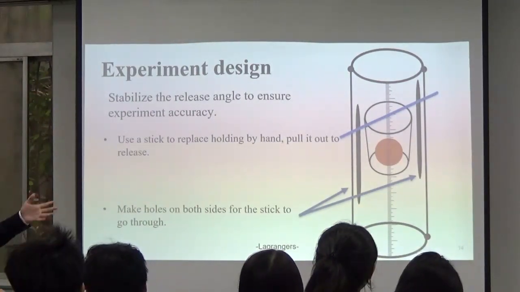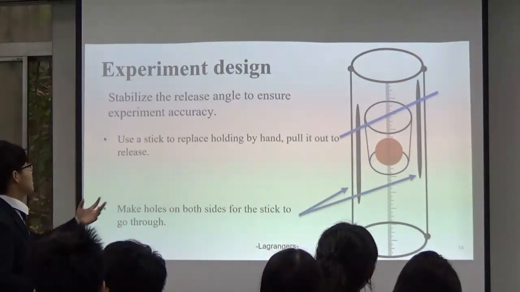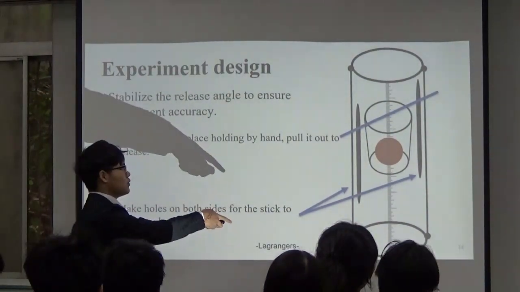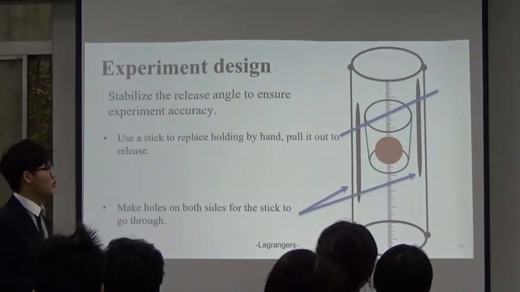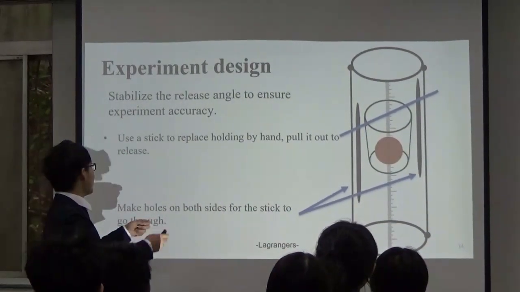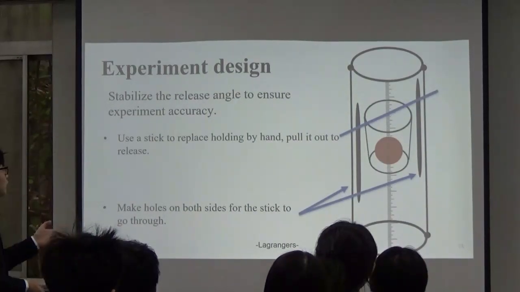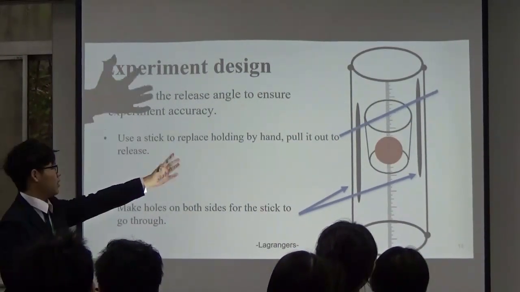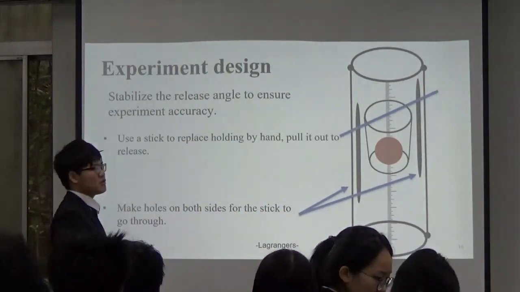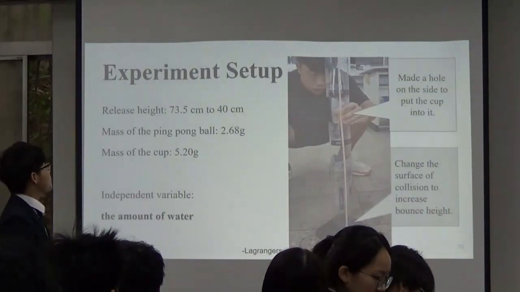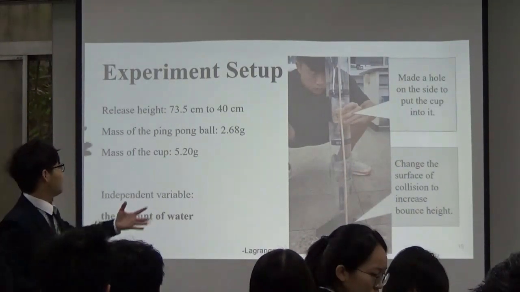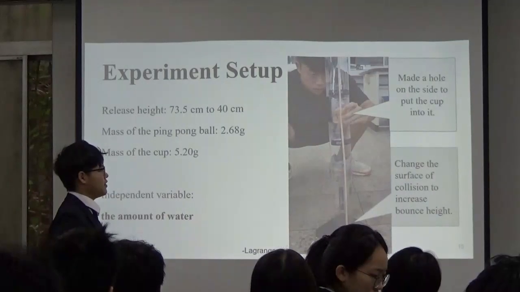So this is our experimental design. We stabilize the release angle to ensure our experiment accuracy. So that way we use a cylindrical tube to stabilize the falling movement of the container. So we use a stick to hold the container by hand and pull it out to release. And we make holes on both sides of the stick to make it go free. This way, the release height will stay the same throughout the experiment. And this is our experimental setup. We use 40 centimeters, and we have the relevant parameters right here.